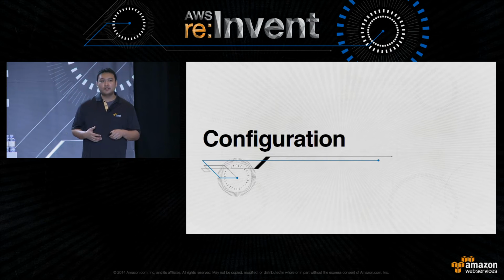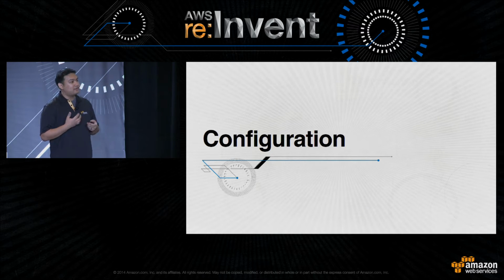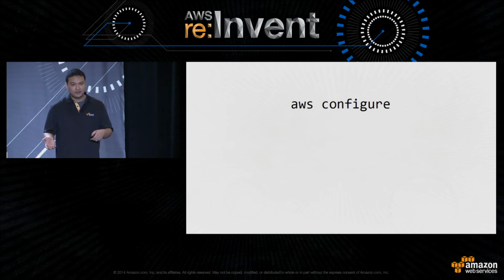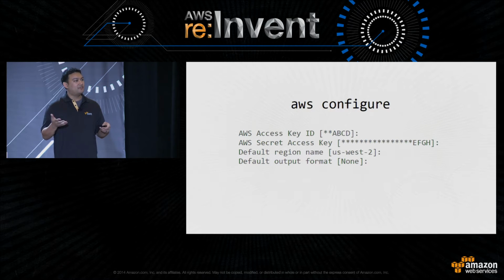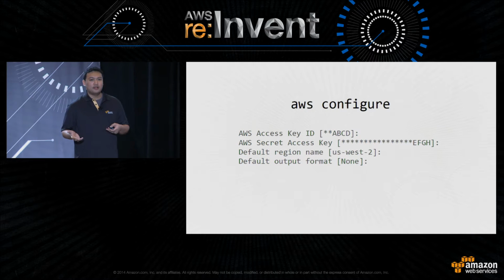So the first thing we're going to look at is configuration. This is one of those things that every tool has. The AWS CLI is included. And we saw previously in the terminal that you just run aws configure, you answer a bunch of questions, and everything's set up for you. But we want to try to explore and see what's really going on under the hood.